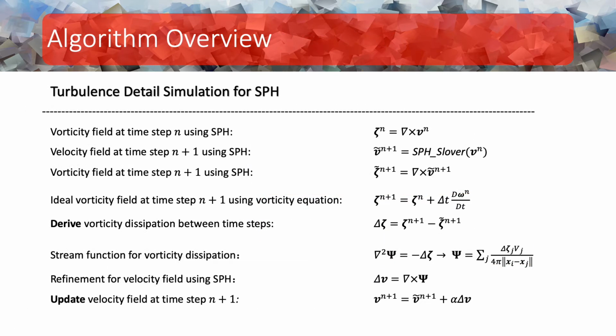Here is the algorithm overview of our method. We first derive the vorticity field before and after the SPH solver using the velocity field. The ideal vorticity field is obtained with the vorticity equation. Note that we use the tilde notation to distinguish the velocity and vorticity fields before refinement from those refined with our method at time step n+1. Then the dissipated vorticity is used to calculate the stream function. In the end, the refined velocity field from the stream function is applied to adjust the original velocity field.